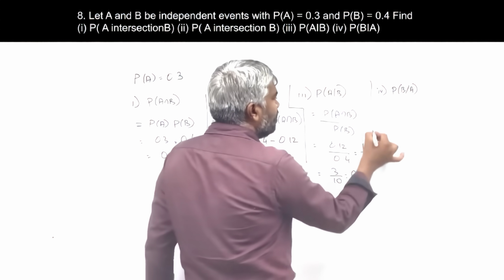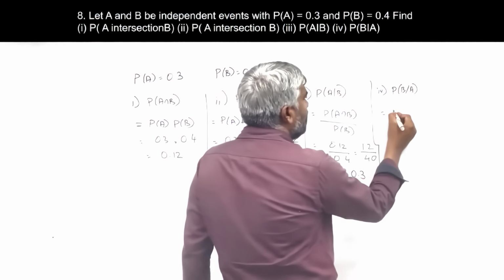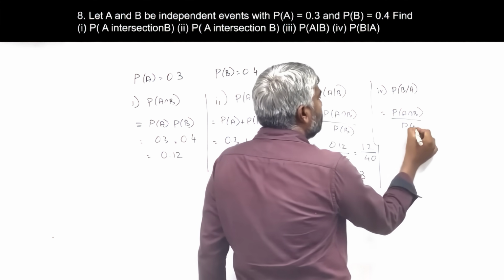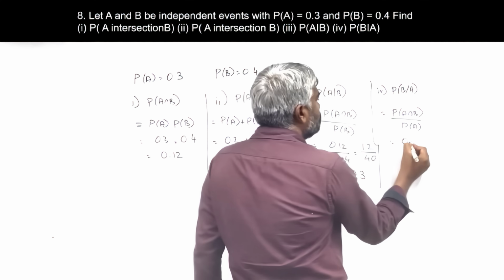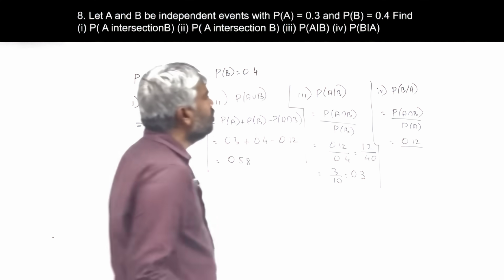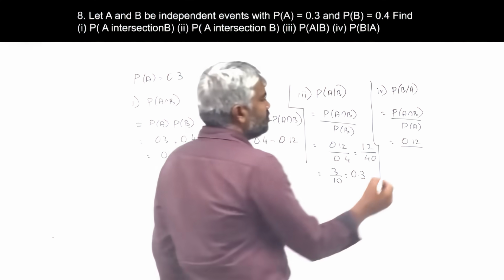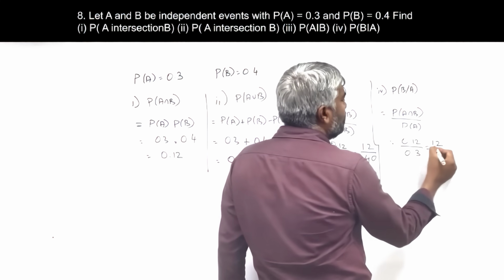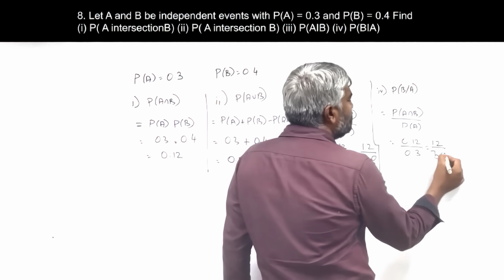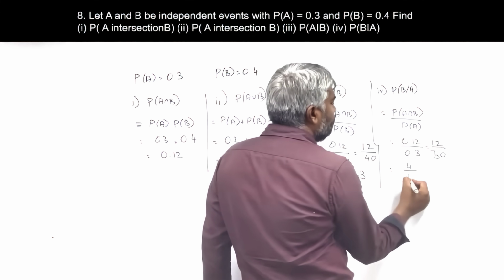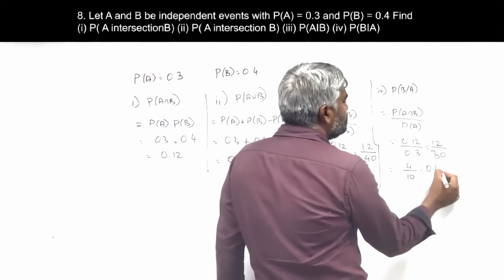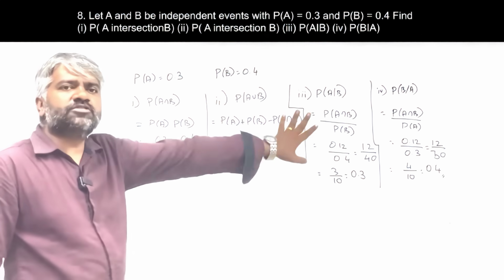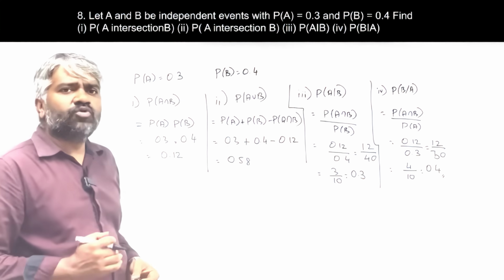Next, the fourth subdivision, P of B bar A, nothing but P of A intersection B divided by P of A. So 0.12. What is P of A? Which is 0.3. Multiply 100 on numerator and denominator, which is 12 by 30, 4 by 10, which is 0.4, right? So this is the solution for all the four subdivisions from the question. Now we will move to the next question.